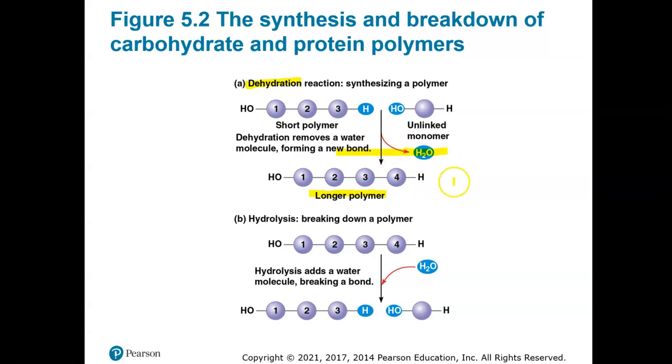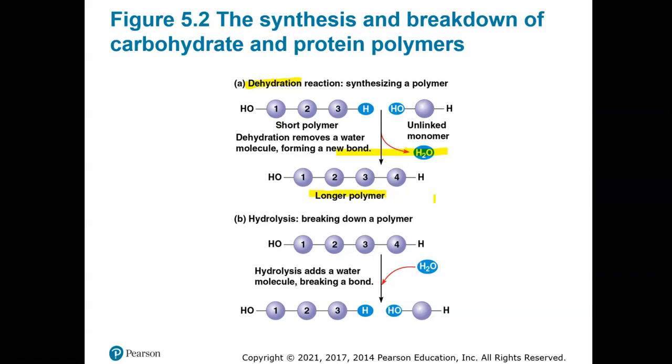Notice that water is made of 2 hydrogen atoms and 1 oxygen atom. So one of the hydrogens is removed from the short polymer, and then the OH is removed from the monomer. And when they are removed, that kind of leaves room for a chemical bond to form between the 2. So then you have a longer polymer that has 4 amino acids in it rather than 3. And that is how polymers are built, by dehydration synthesis reactions.